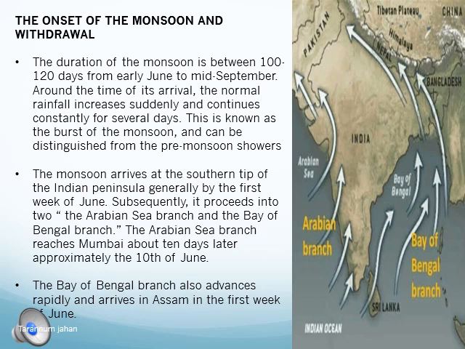Then from there it moved to Saurashtra, Kutch and the central part. Now from the Mumbai side we are seeing how it has entered. Now let's see the Bay of Bengal branch. They arrive in Assam by the first week of June. Now why are they arriving in Assam? Why are they not moving out? Why are they tilting and moving towards Assam?